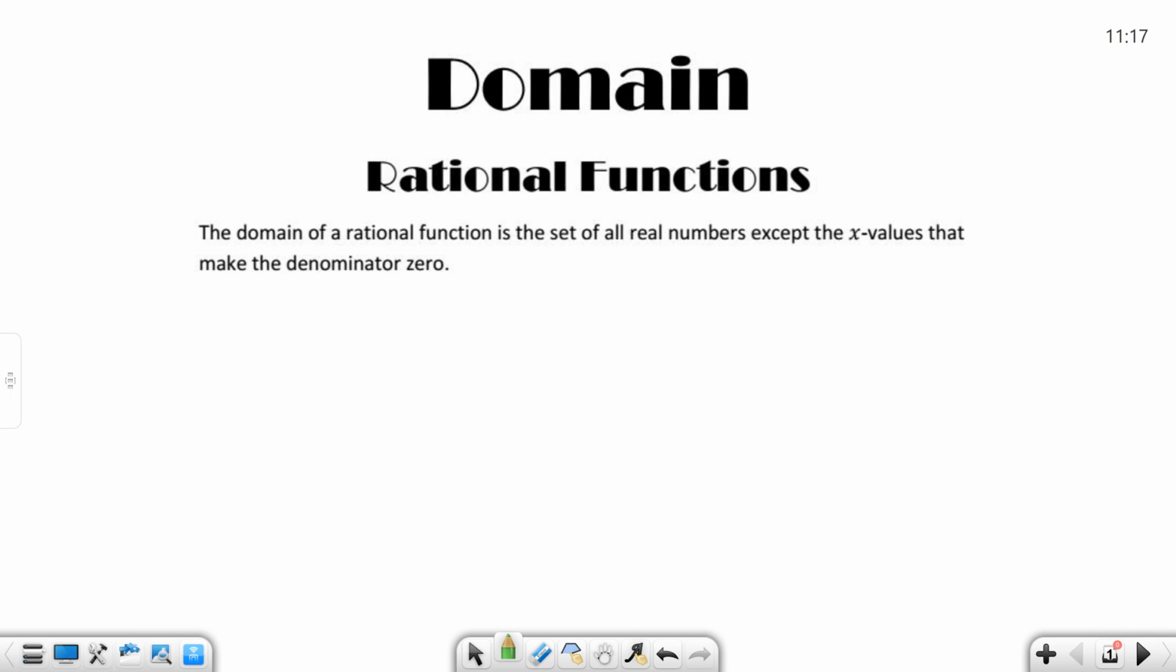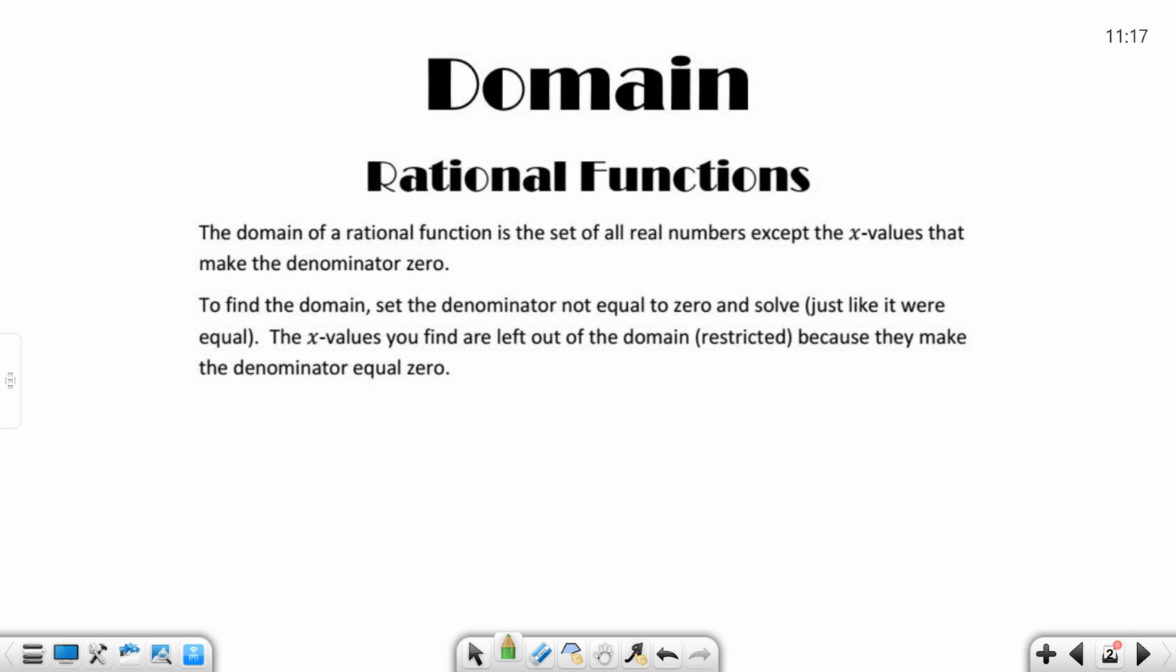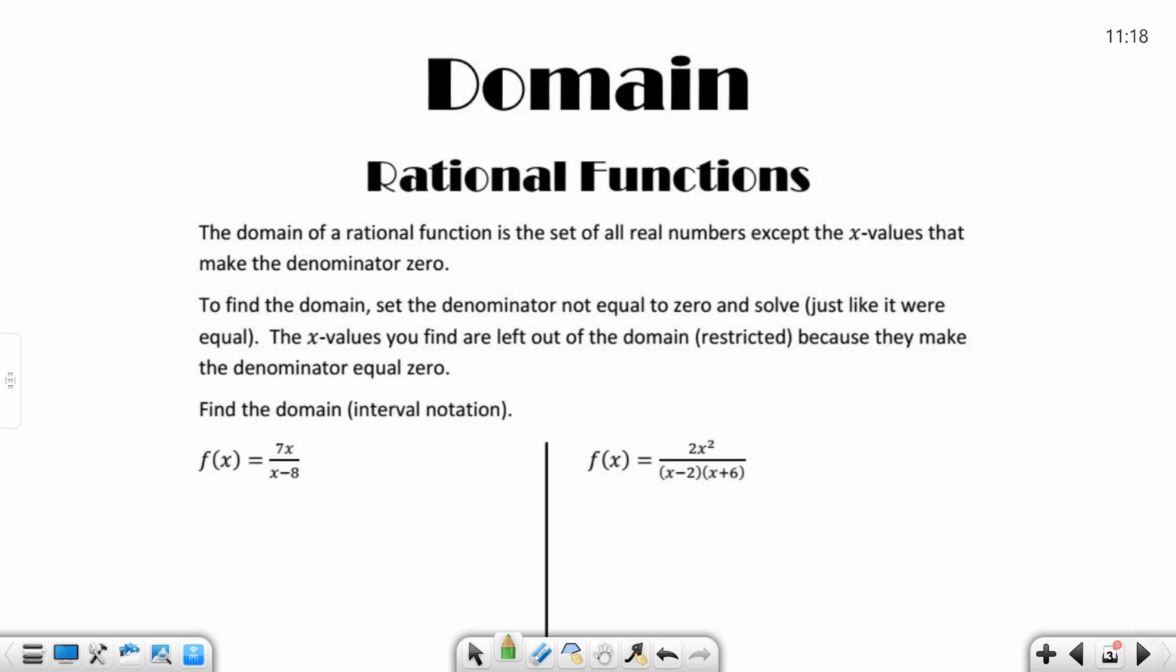So the domain of a rational function is the set of all real numbers except the x values that make the denominator 0. All right? So everything is good except the things that make the denominator 0. So to find the domain, set the denominator not equal. Now look, this is a key thing here. I set my denominators not equal almost exclusively, because I'm reminding myself each time that it cannot be 0. So set the denominator not equal to 0 and solve it just like it were equal. And then again, I put not equal to remind myself, hey, I'm excluding, I'm restricting these values. So the x values that you find are left out of the domain, are restricted, they're excluded because they make the denominator equal to 0.